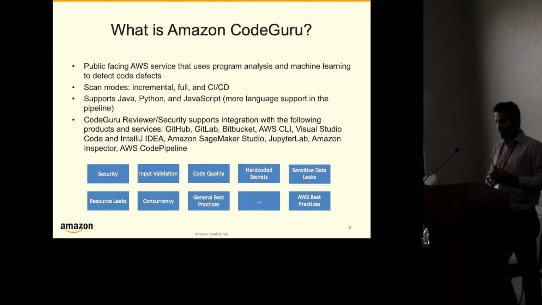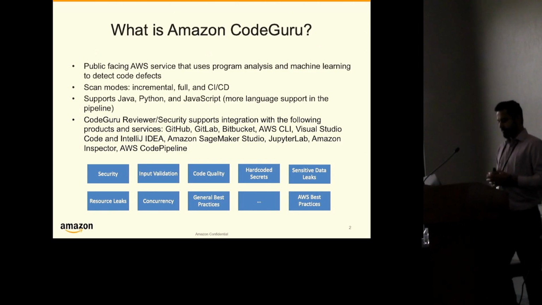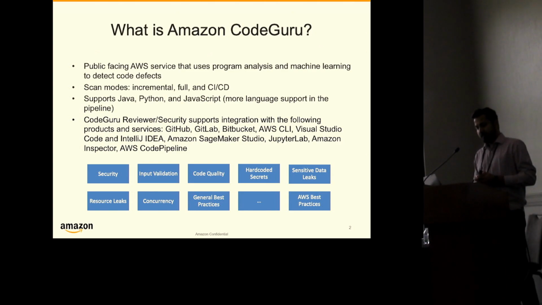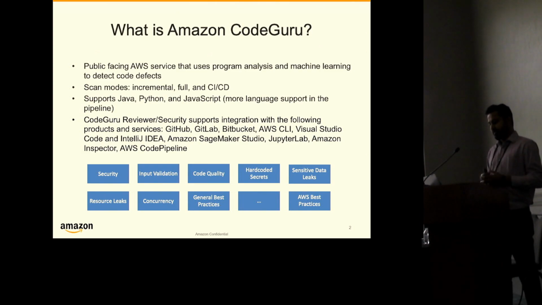The languages that CodeGuru currently supports are Java, Python, and JavaScript, and more language support is in the pipeline for the future. CodeGuru has two components. One is the Reviewer, which is a general purpose CodeGuru, and another is the security focused one. It supports different integration points with different services. For example, it can be integrated with GitHub, GitLab, Bitbucket, AWS CLI, Visual Studio, IntelliJ, Amazon SageMaker, Jupyter Lab, Amazon Inspector, CodePipeline, etc. So there are different integration points where this analysis runs today.